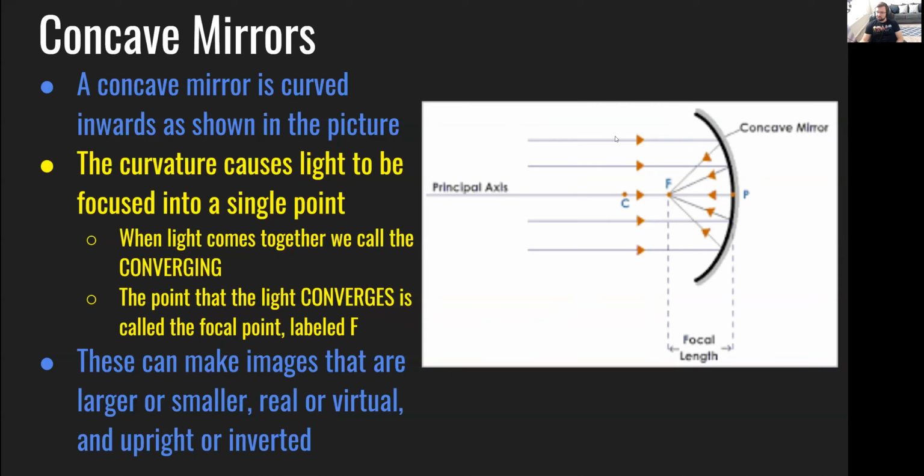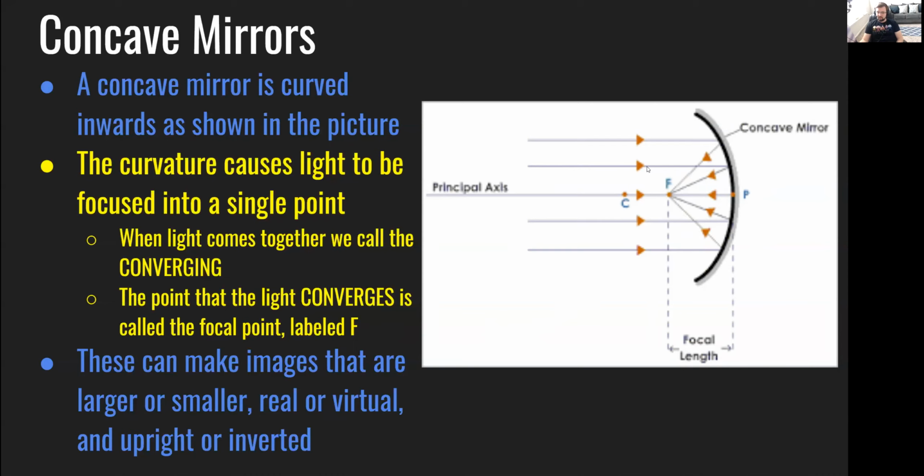And this curvature causes all the light that hits the mirror to get focused into one single spot. Each of these lines represents a light ray. They all hit the mirror and they're all bent and sent right into this one spot right there. That spot where all the light is focused is called the focal point. It's labeled F. The focal point is where the mirror is going to make all the light go through. And since it's making all the light come together at a single point, we call that converging. Converging means they all come together.